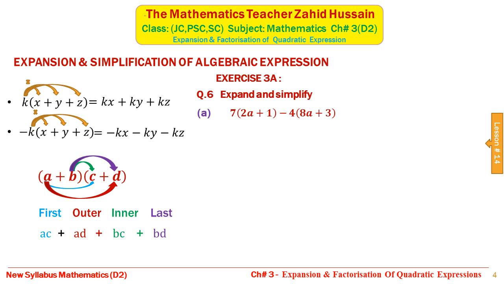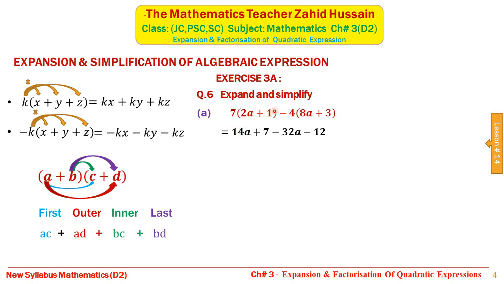You are asked to expand and simplify. This expression has two terms. One is this and the second one is this. Both the terms have brackets. So we will use this type to expand, and then we will simplify. We will first multiply 7 with 2a and 7 with 1, and minus 4 with 8a and minus 4 with 3. We will get this.